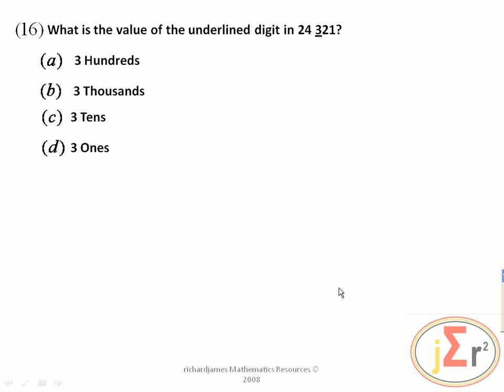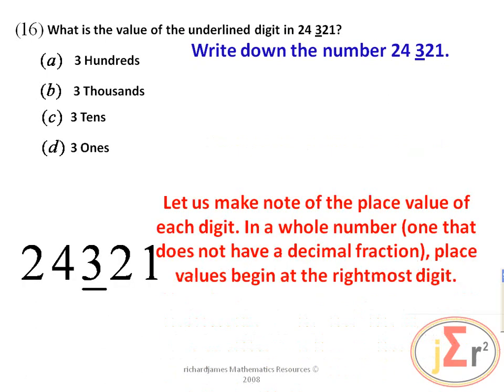Now we are at problem number 16. What is the value of the underlined digit in 24,321? Write down the number 24,321. There we have it.